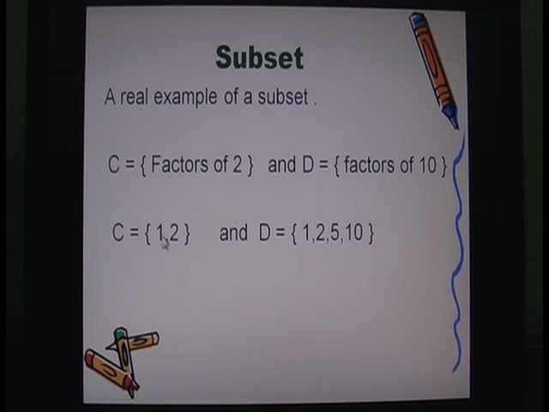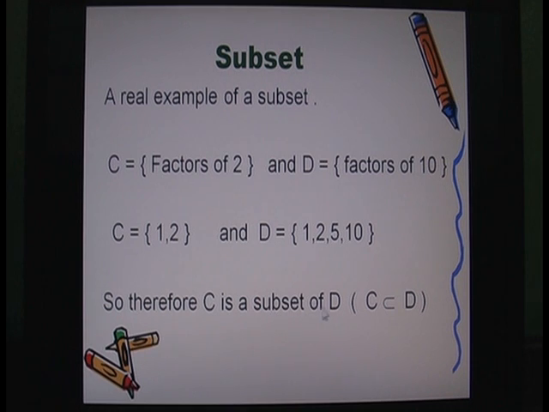Now if you notice, look into set C, what do you see? 1 and 2. Look into set D, do you see 1 and 2 as well? Yes. So all the elements in set C are in set D. So therefore set C is a subset of set D. So we write C is a subset of D. Good. So here it is again. 1 and 2 are in this circle here, and 1 and 2 here. As you look again, all the elements in C are in D. So therefore C is a subset of D.